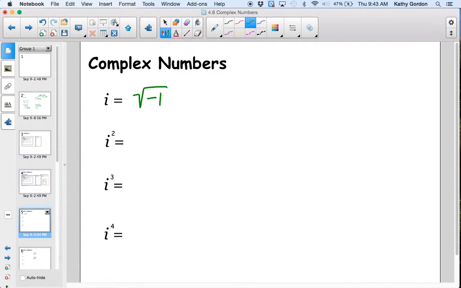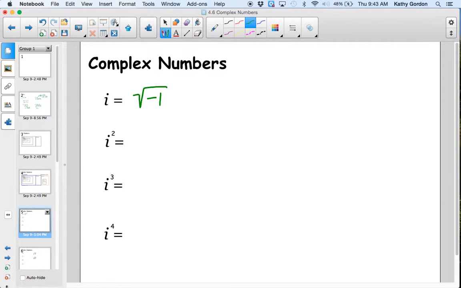So we have to be careful that we're not trying to treat i like a variable. We're not trying to solve for it. We're not trying to figure out what it's supposed to be equal to. We know what it's equal to. So i is meant to be more of a representative symbol, not a variable.